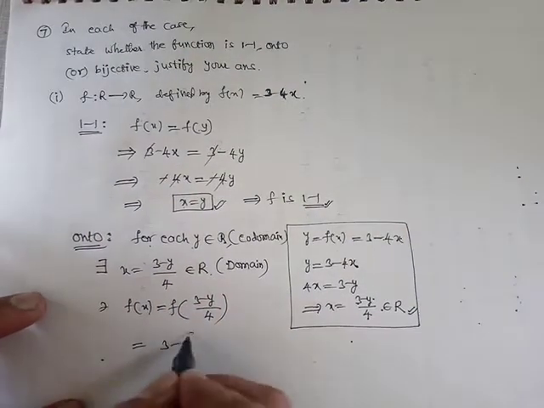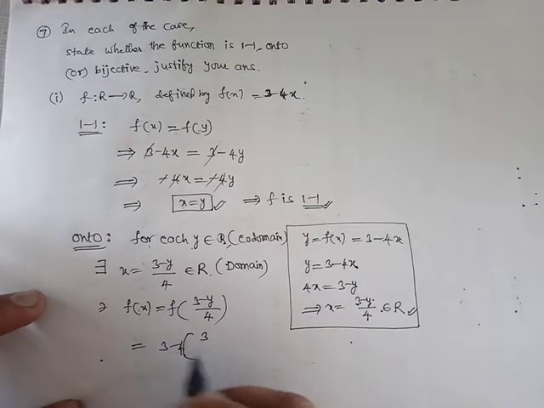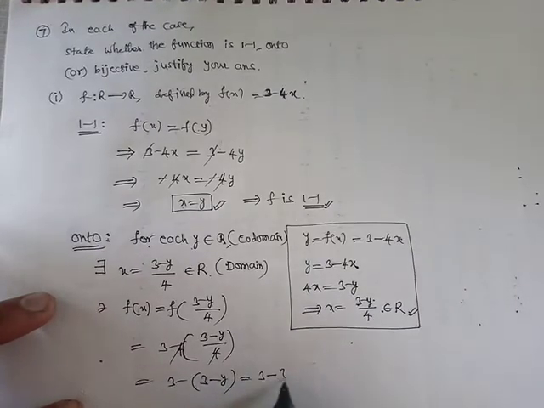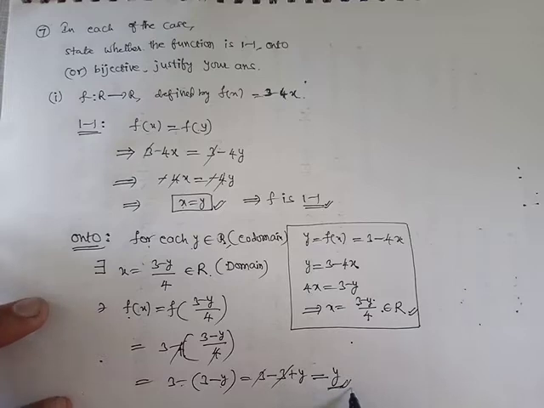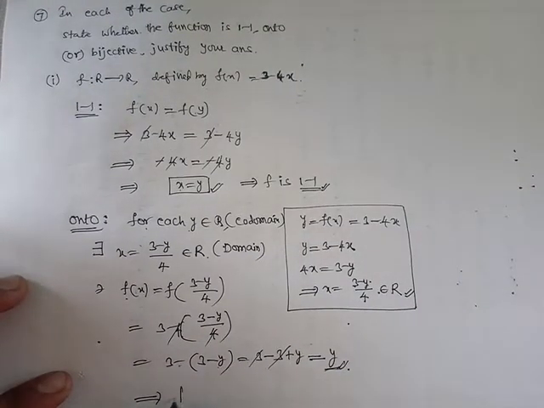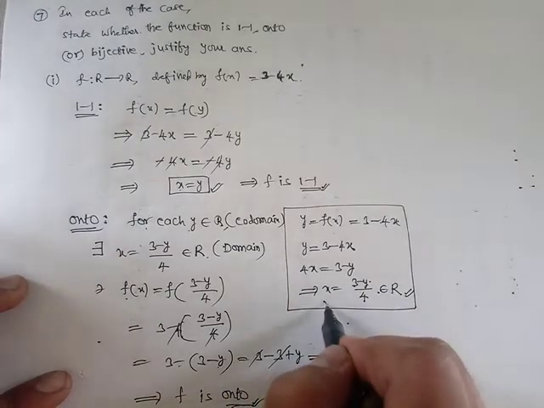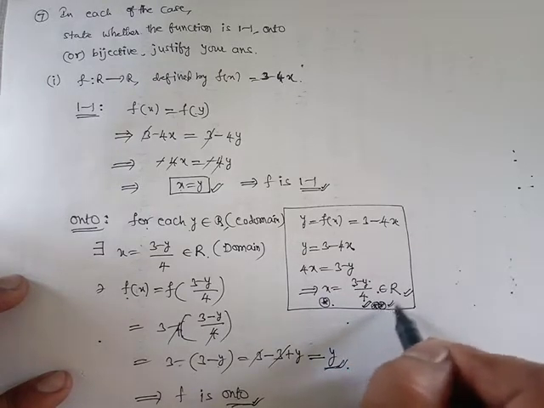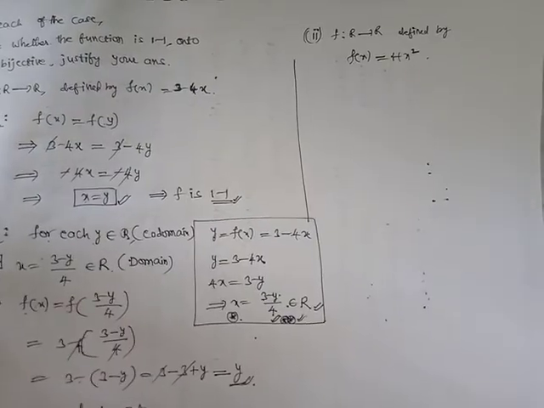So 3 - 4 into the x value, which is (3 - y)/4. The 4 and 4 get cancelled. 3 - (3 - y) is 3 - 3 + y, and the 3s cancel. You get f(x) = y. So this implies f is onto, because we are getting the x value in terms of y without any trouble. Now we'll see the next question.